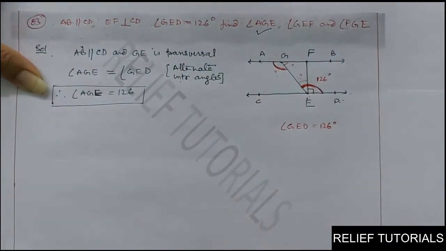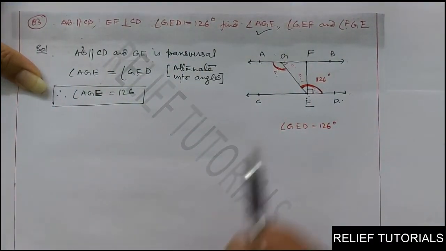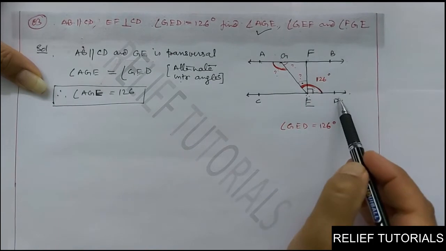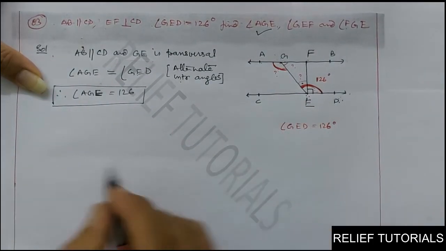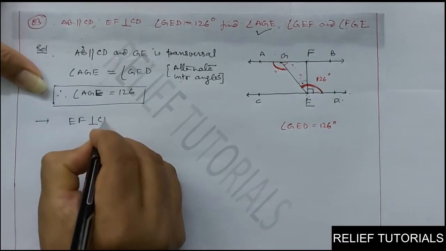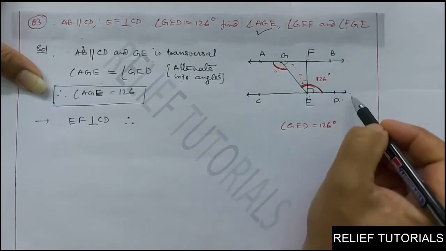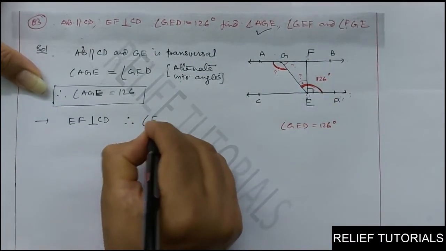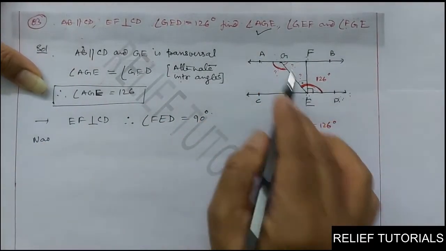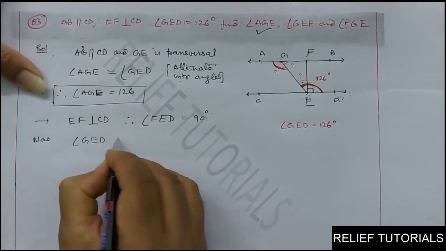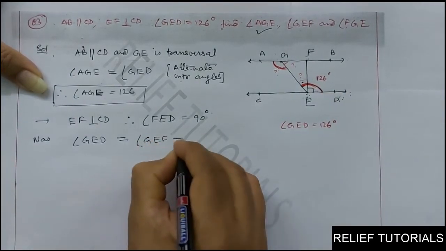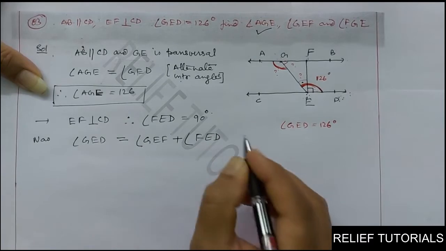So we have found this AGE, just by alternate angles. Now you have to find these angles. So we can say GEF plus FED is equal to GED. Before that, EF is perpendicular to CD. See here, EF is perpendicular to CD. Therefore, angle FED is equal to 90 degree. Now, angle GED is equal to angle GEF plus angle FED, adjacent angles.